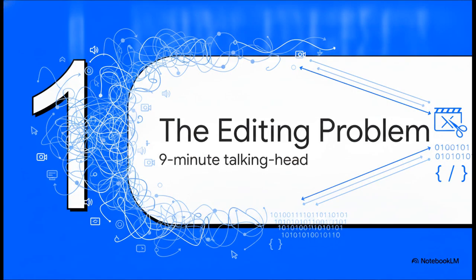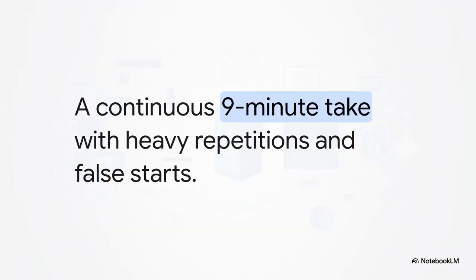All right, section 1, the video editing problem. Before we can even think about automating this 9-minute talking head setup, we really need to understand the messy raw input we're dealing with. The thing is, the creator doesn't just film neat, perfectly organized clips. The raw input here is a single, continuous 9-minute take.